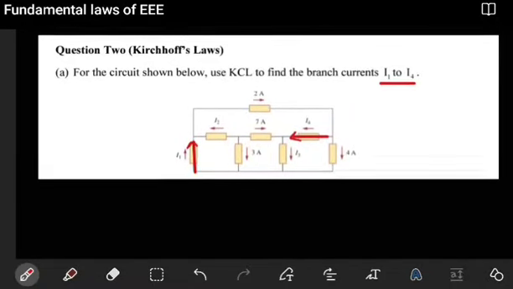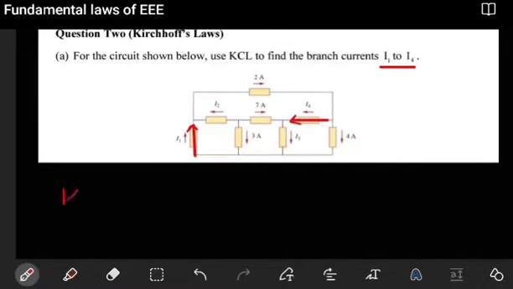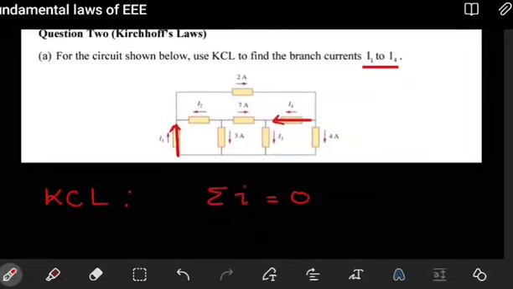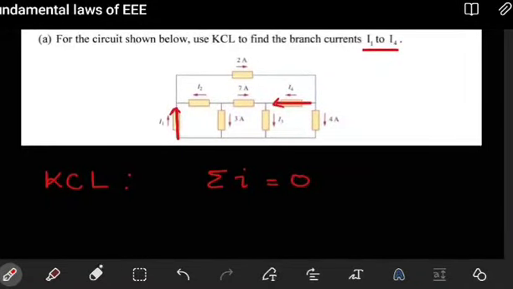So let's remind ourselves of what KCL is. KCL, Kirchhoff's current law. What does it state? It states that at any junction, the current entering the junction will be equal to the current leaving the junction, or at any junction, if we were to sum all currents entering and leaving, this should be equal to 0. Of course we'll take currents entering to be positive and currents leaving to be negative. Based on that concept, let's see what we can do.